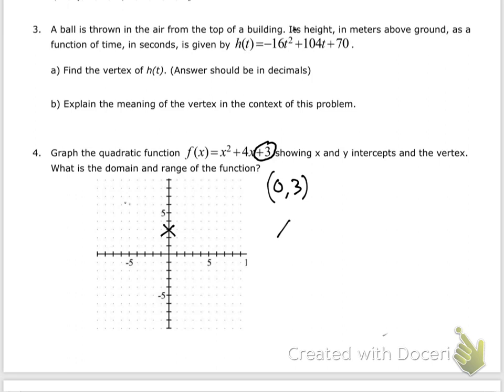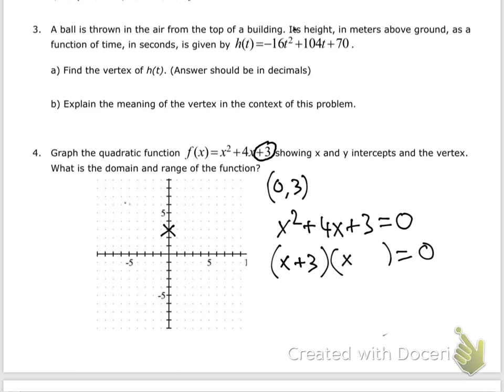The x-intercepts, I'm going to have to factor this. X squared plus 4x plus 3. Set it equal to 0. Two numbers, 3 when you multiply, 4 when you add, is x plus 3, x plus 1. My zeros are negative 3 and negative 1. So those are my x-intercepts, okay? On the graph right there and right there, okay?